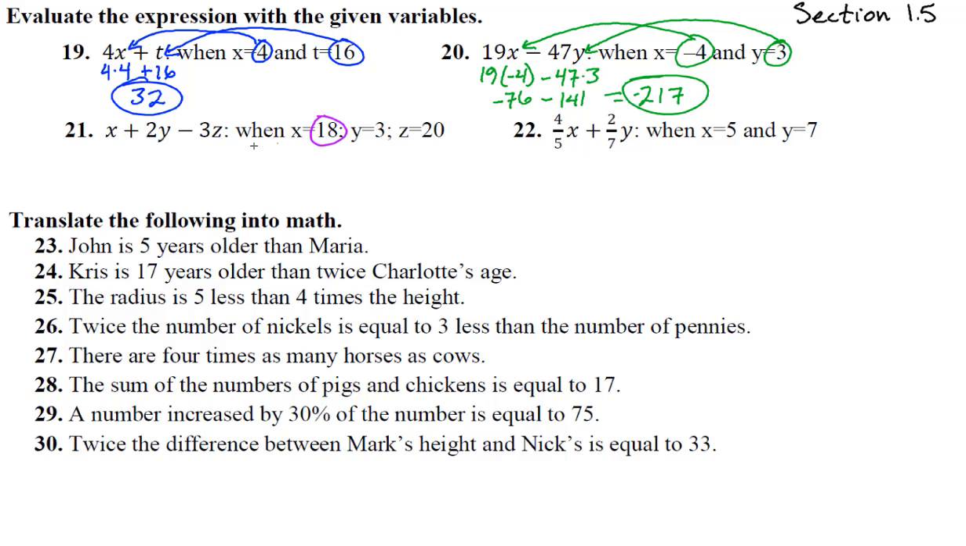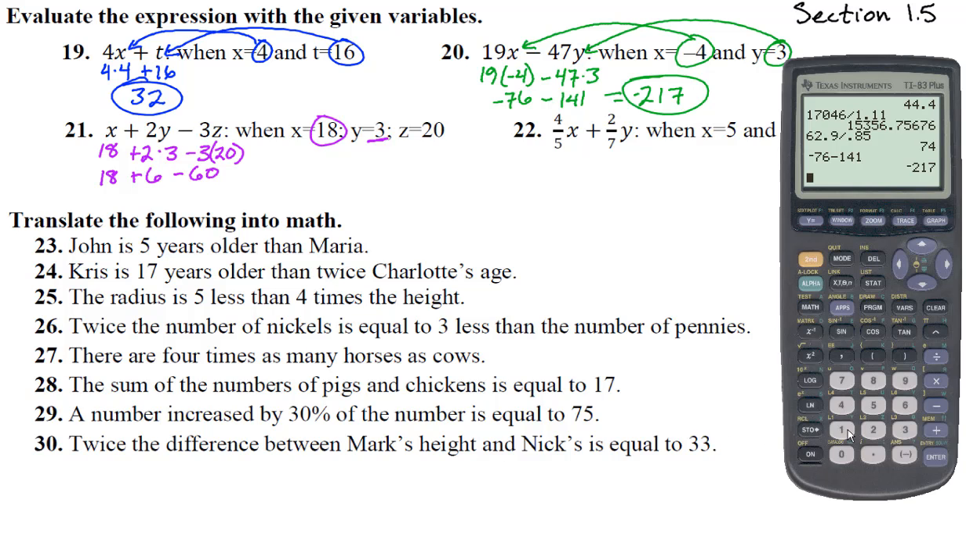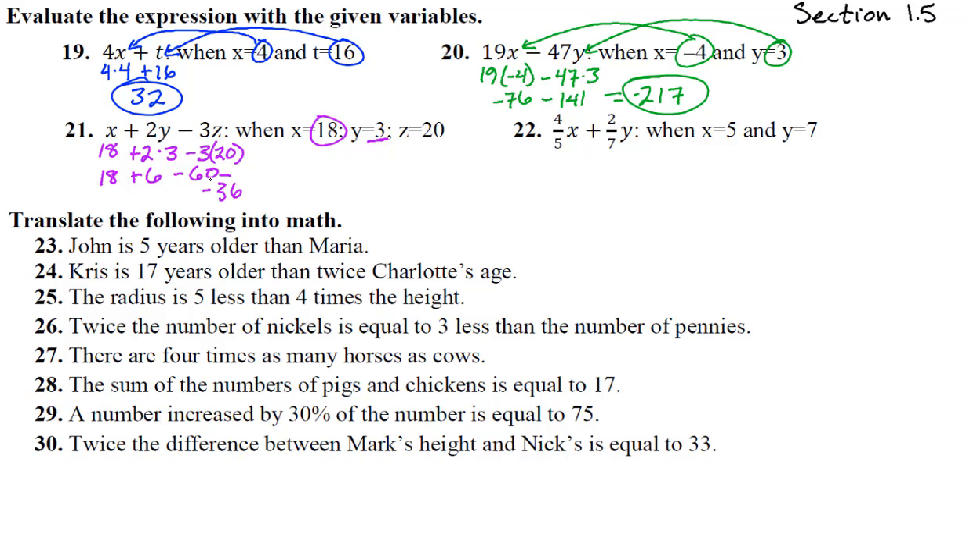Number 21, x, so x is 18, plus 2 times y, y is 3, minus 3 times z, and z is 20. And either a dot or parentheses, either way, it signifies multiplication. But multiplication by order of operations, these two are glued together, so it's actually 18 plus 6 minus 60. Go ahead and plug that in. 18 plus 6 minus 60. And we get a negative 36. Oh yeah, positive 24 minus 60, that's a negative 36.